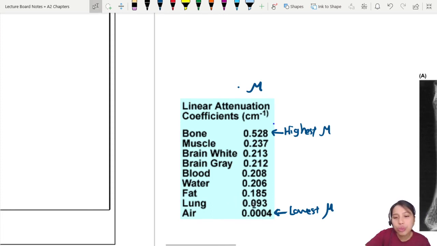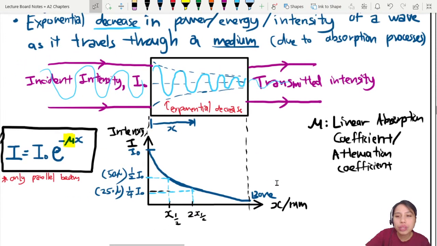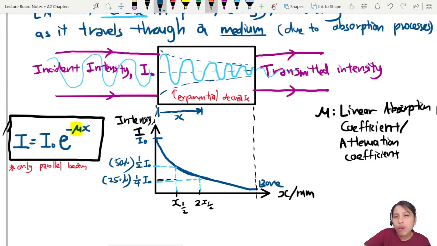Let's change to fat. Or water, water. Okay, we change to water. Now I send the beam through water. How will this graph change? First, you can think of it. Through water, you don't lose energy so quickly, so your decrease in intensity shouldn't be so steep. So your mu will look like this. It will eventually go down towards the x-axis.